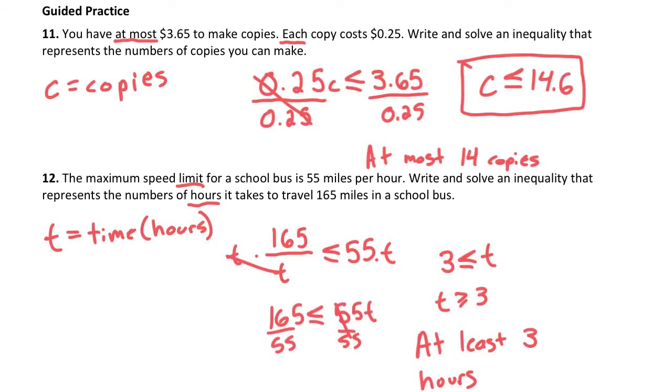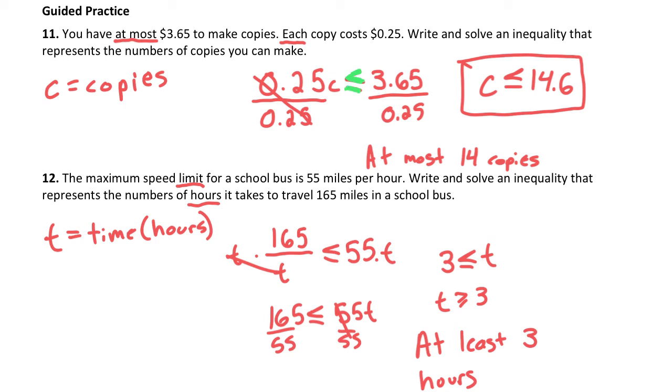Okay, so for these final two problems, number 11, I underlined some keywords in each of these. In 11 it says at most. You have at most $3.65 to make copies, and each copy costs 25 cents. So that inequality, first of all, I define my variable of C being the copies I can make. So to represent the cost for those copies, I would take 25 cents times the number of copies. And that amount is going to be my total cost, which has to be less than or equal to $3.65. So that's an important thing to understand. When I say at most, that means less than or equal to.